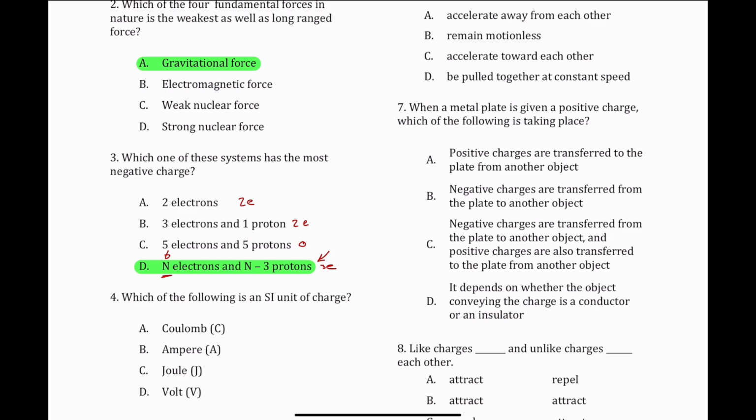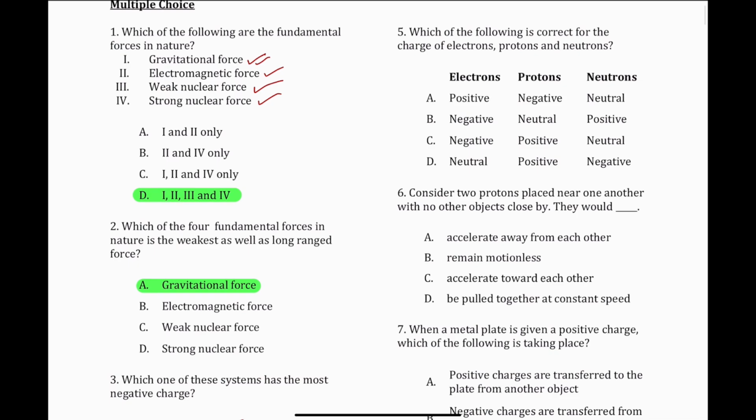4. Which of the following is an SI unit of a charge? Of course, it's coulomb. 5. Which of the following is correct for the charge of electrons, protons, and neutrons? So the electron is negative, the proton positive, and the neutron neutral, so the answer is C.